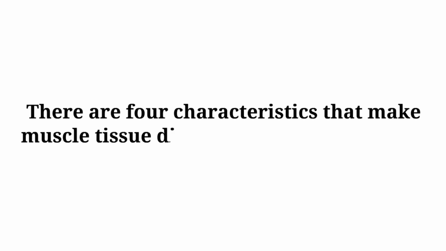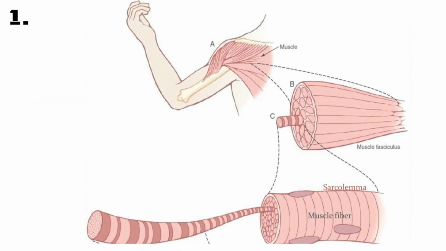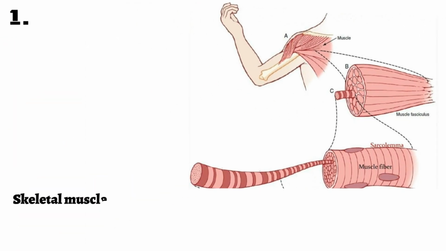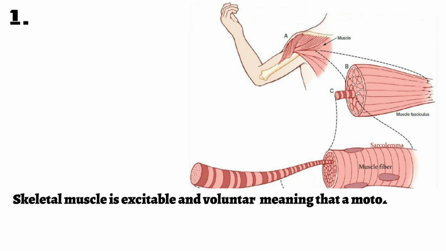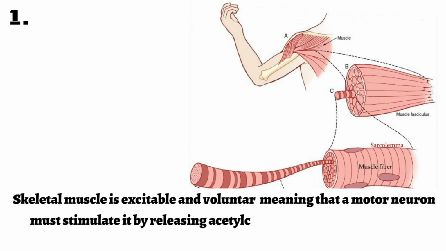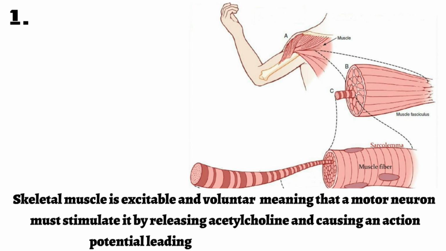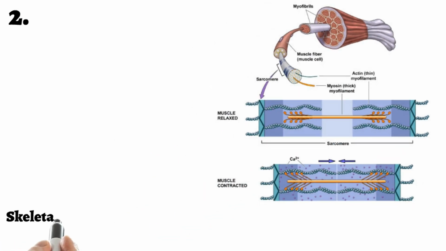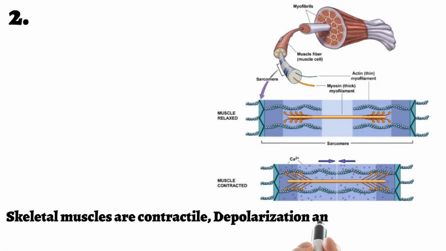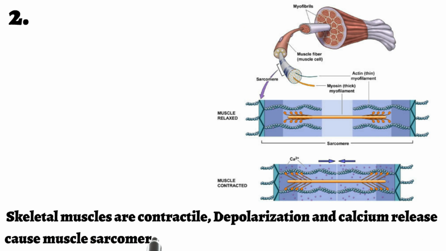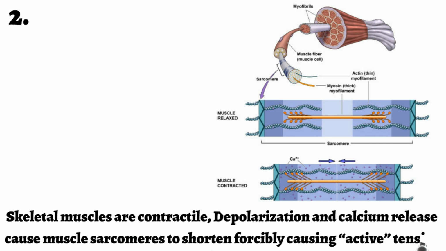There are 4 characteristics that make muscle tissue different from other tissues. Number 1. Skeletal muscle is excitable and voluntary, meaning that a motor neuron must stimulate it by releasing acetylcholine and causing an action potential leading to contraction of the muscle. Number 2. Skeletal muscles are contractile. Depolarization and calcium release cause muscle sarcomeres to shorten, forcibly causing active tension.